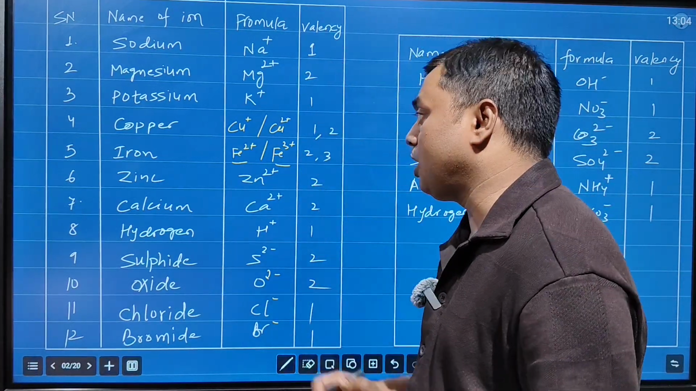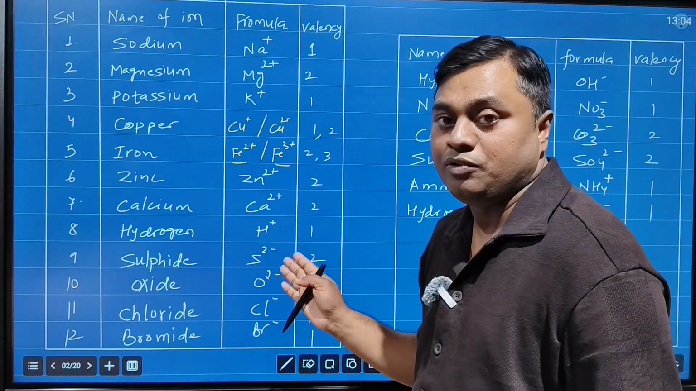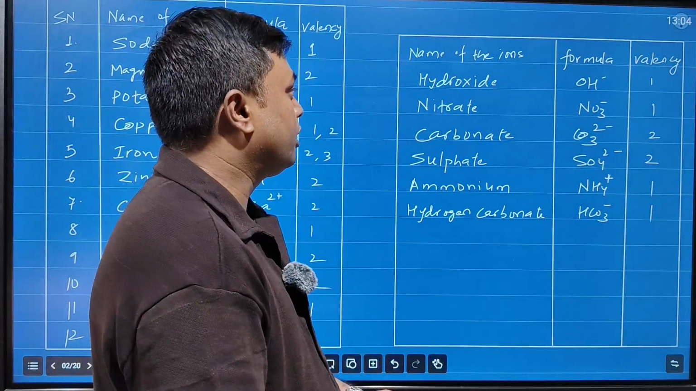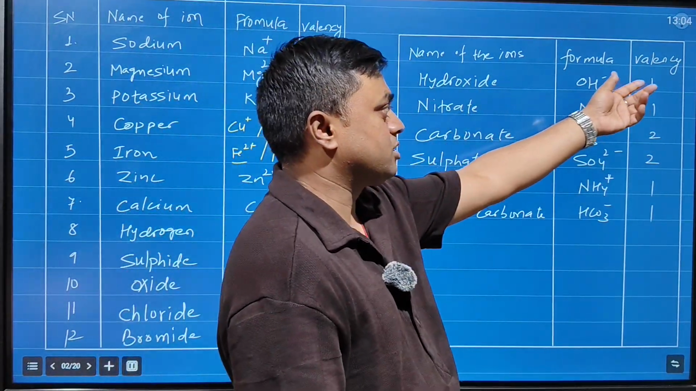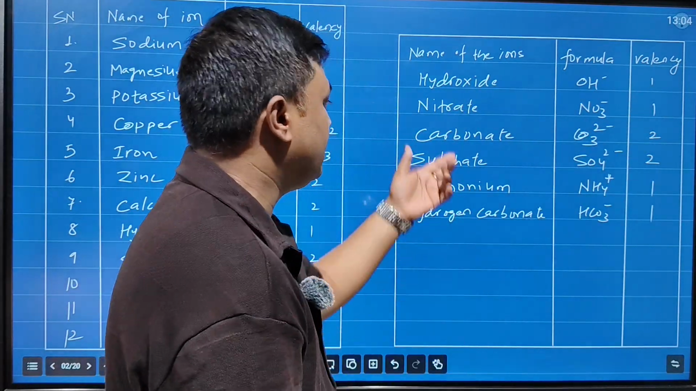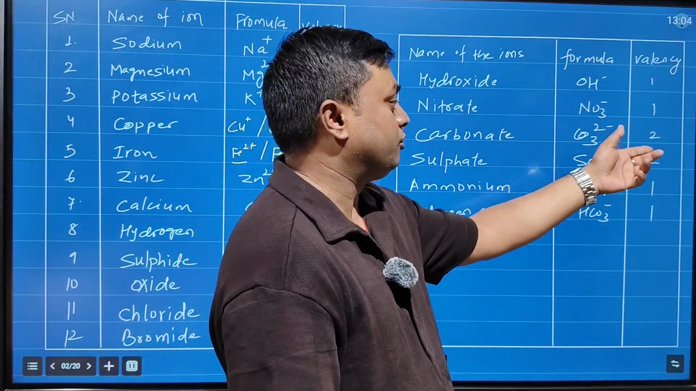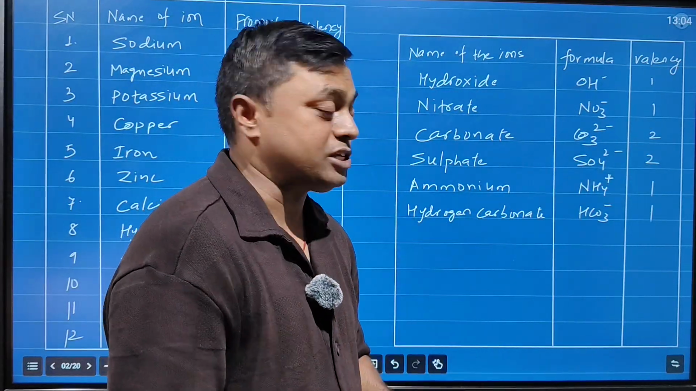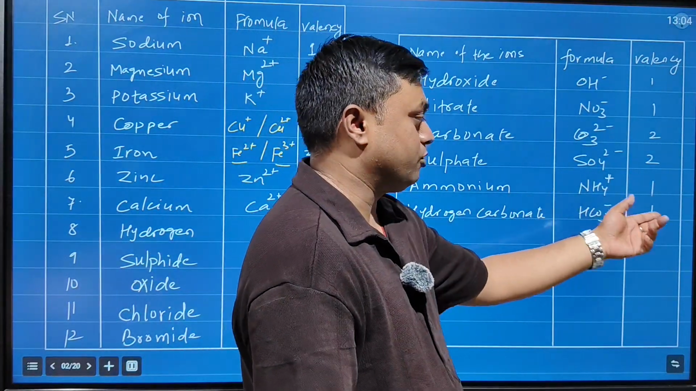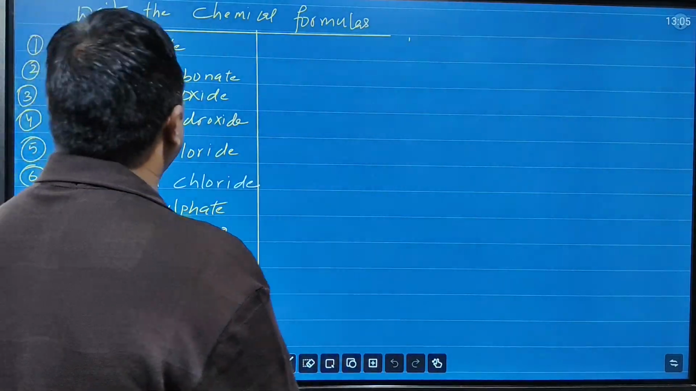So generally positive ions are cations and negative ions are anions. We learnt this in the 9th grade, right? And apart from this, you should know some radical names also, like hydroxide OH-, valency is 1, nitrate NO3-, valency 1, carbonate CO3 2-, valency is 2, sulfate SO4 2-, valency is 2, ammonium NH4+, valency is 1, hydrogen carbonate or bicarbonate HCO3-, valency is 1.